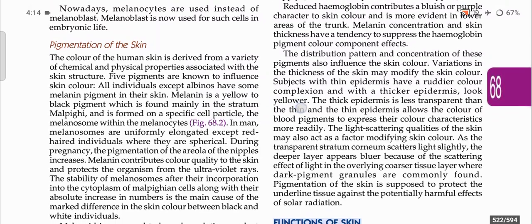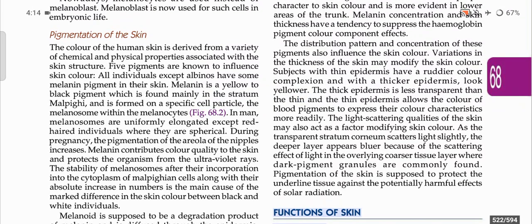Now we will come to know the pigmentation of the skin, how the pigmentation occurs in the skin. The color of the human skin is derived from a variety of chemical and physical properties associated with the skin structure. Five pigments are known to influence skin color. All individuals except albinos have some melanin pigment in their skin. Melanin is a yellow to black pigment which is found mainly in the stratum malpighi and is formed on a specific cell particle, the melanosome, within the melanocytes.